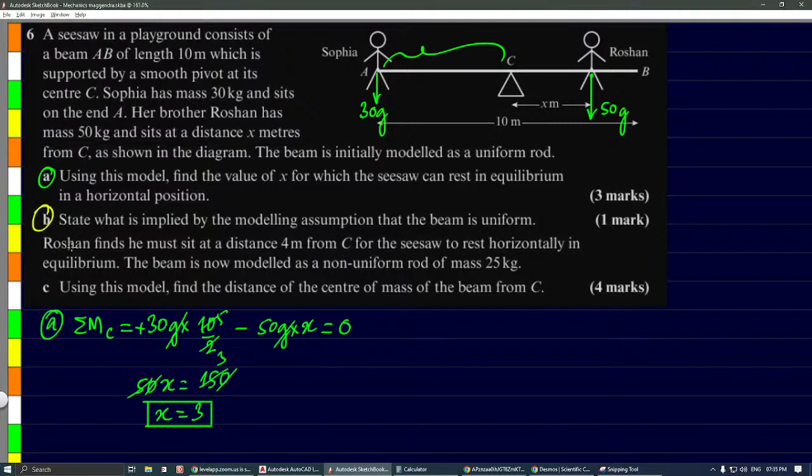Now B bit. He is asking, state what is implied by the modeling assumption that the beam is uniform. When he says the beam is uniform, the weight will be acting at the center, and because the reaction is also at the same point, both action and reaction will cancel each other. That is the answer for B bit. You have to explain it in a sentence. Okay, can you do it?